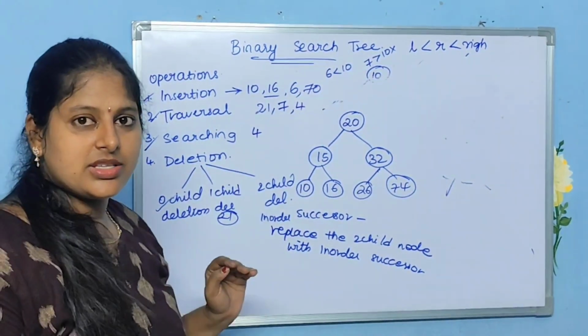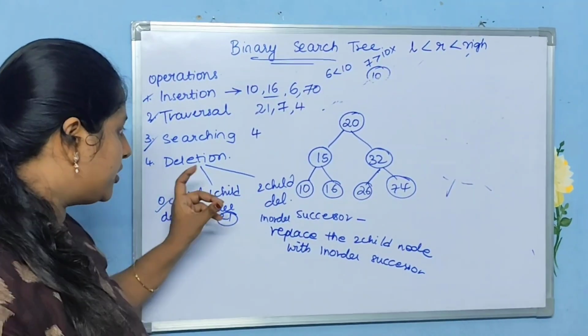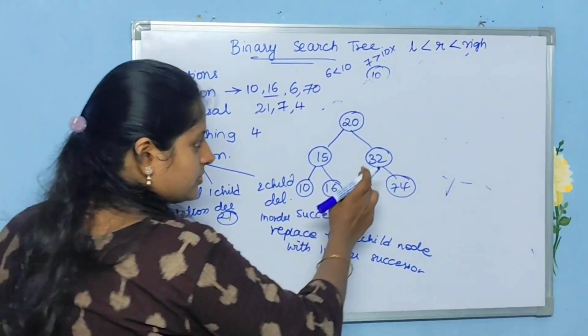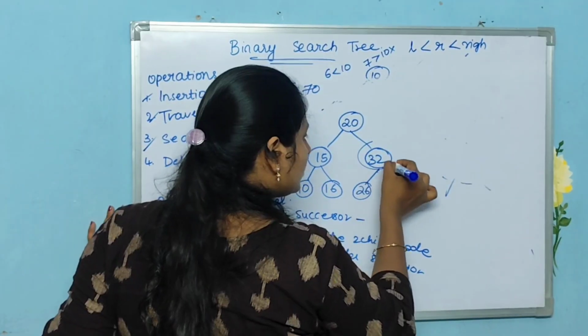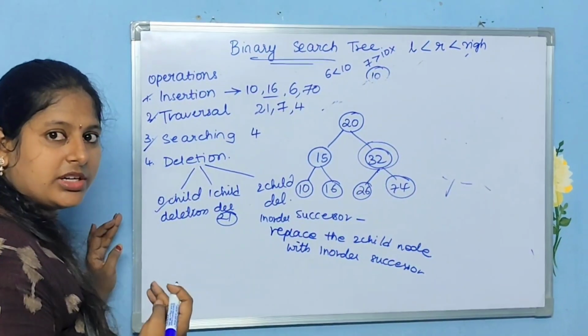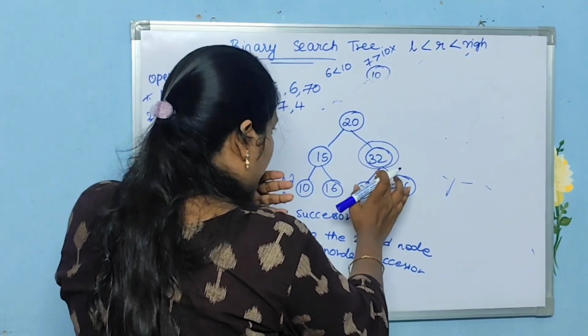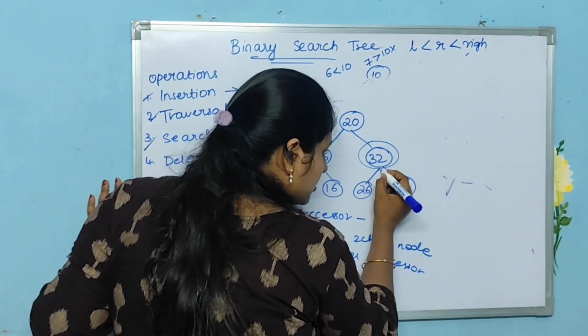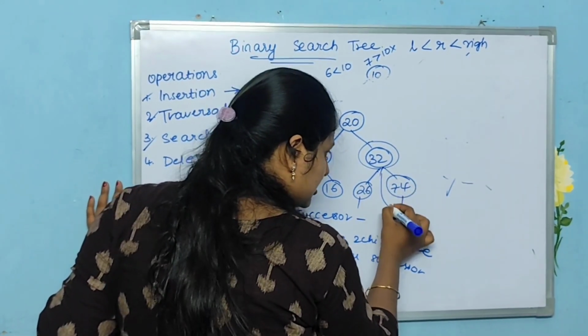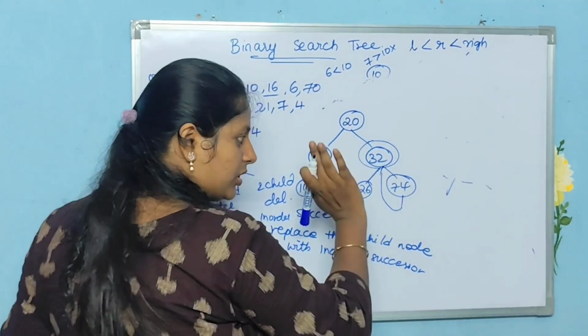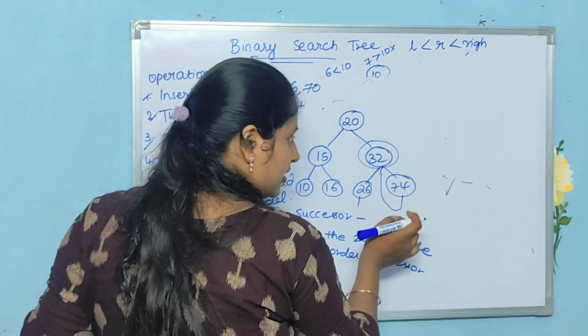Okay, this is my binary search tree. I want to perform two-child deletion. So these are my two-child nodes. Okay, I want to delete this one, 32. I will see what is the in-order successor, what is the next in-order to this 32. So this is the previous in-order and this is the next in-order. This is the pre-order. I won't consider that. This is the in-order.